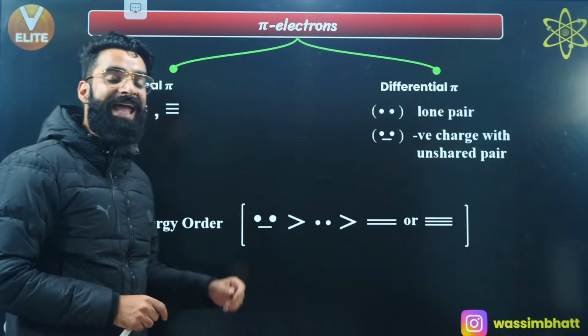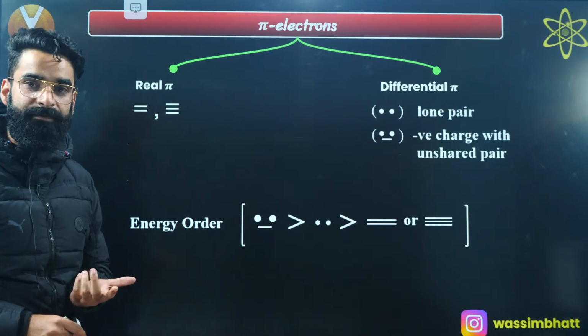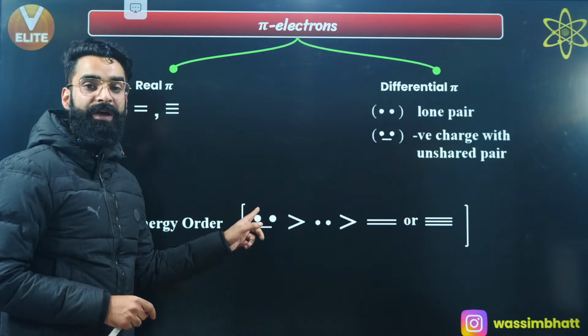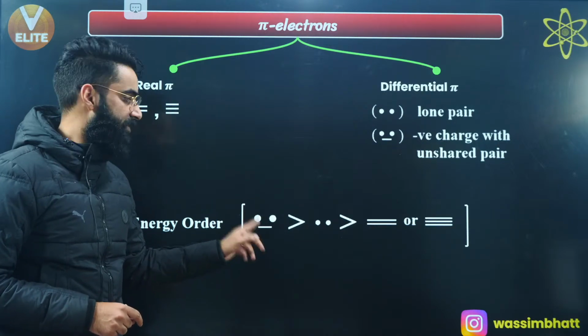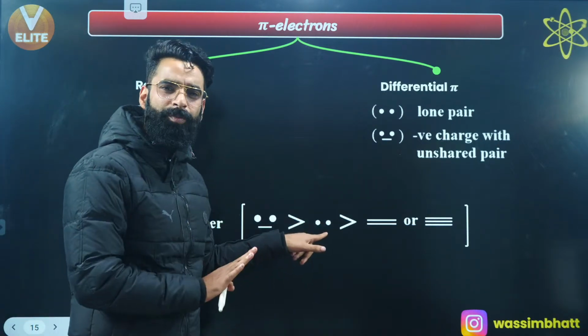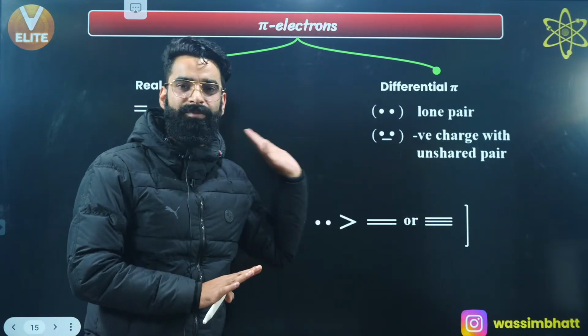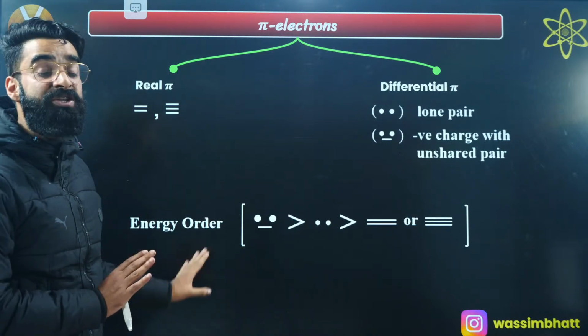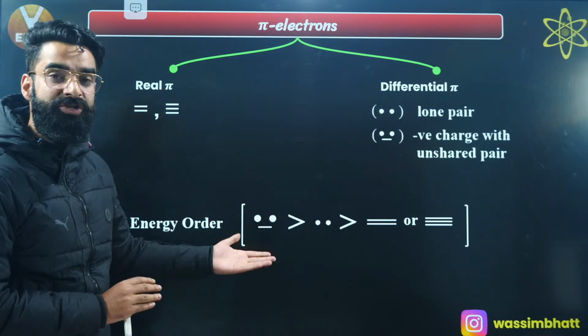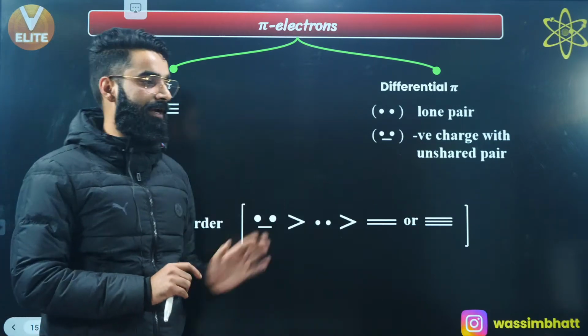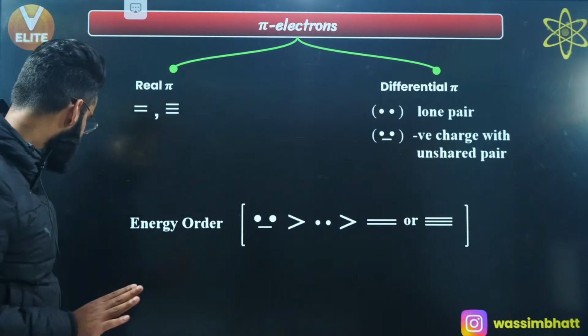Let's talk about the energy order of these pi electrons. Negative charge with a lone pair: this electron pair has maximum energy, followed by a normal lone pair. Then you have double bond and triple bond. So basically, differential pi electrons have more energy than your real pi electrons, in short.